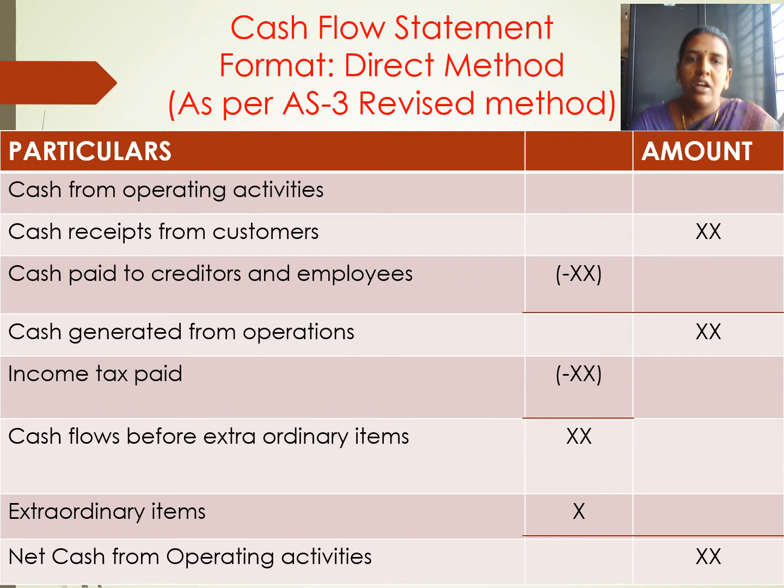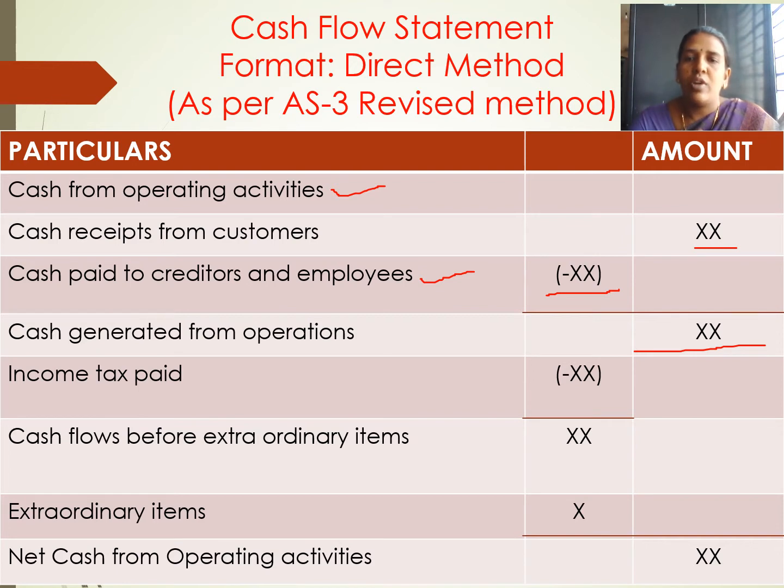First, you have to take cash from operating activities, that is cash receipts from the customers and cash paid to the creditors and employees. Here we have taken cash paid to creditors with a negative symbol. It means that cash flows out of the business organization, and if cash comes into the business organization, we will take it with a positive sign. So this is cash generated from operations, that is, day-to-day activities of a business organization. This much is cash received or generated.